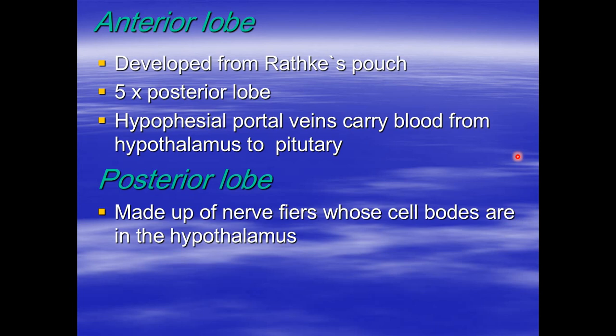Now, let's talk a little bit about the anterior lobe. The anterior lobe develops from Rathke's pouch. It is 5 times larger than the posterior lobe. It contains the hypophyseal portal veins, which carry the blood from the hypothalamus to the pituitary, and then the pituitary will start secreting the different hormones, the anterior lobe I mean. While the posterior lobe is just nerve fibers. The cell bodies are in the hypothalamus. The cells are up while the nerve fibers are down.